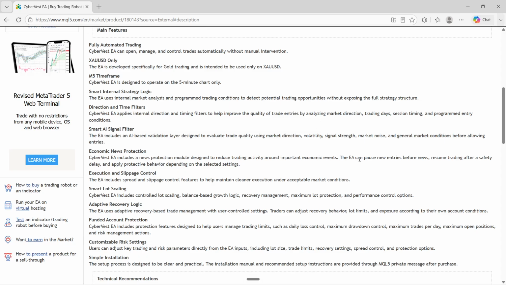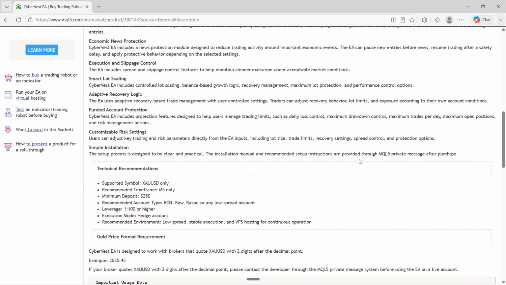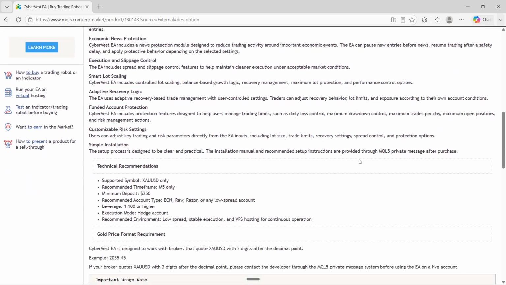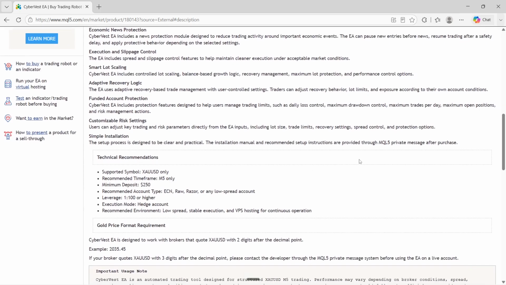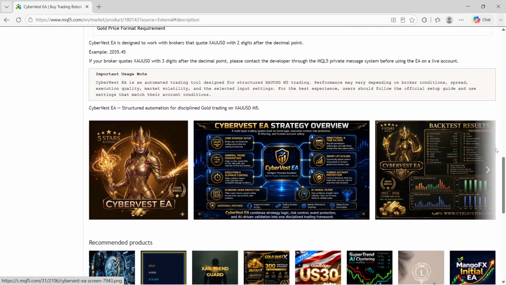The recommended setup is XAUUSD on the M5 time frame, minimum deposit around $250, ECN/raw/low spread account, leverage of 1:100 or higher, hedge accounts, and a VPS for continuous operation. The EA is designed for brokers that quote gold with 2 decimal places.